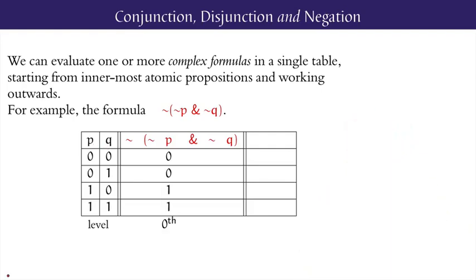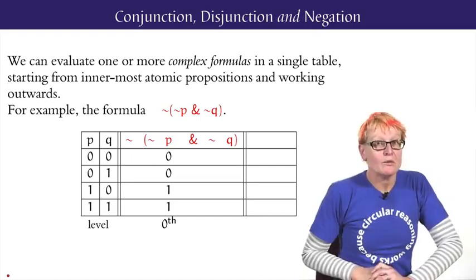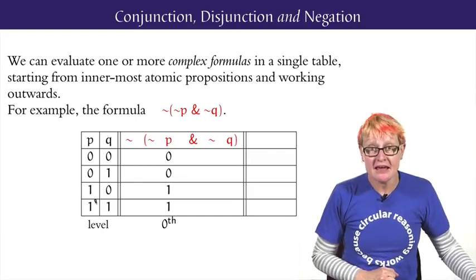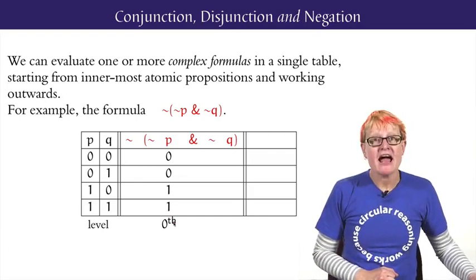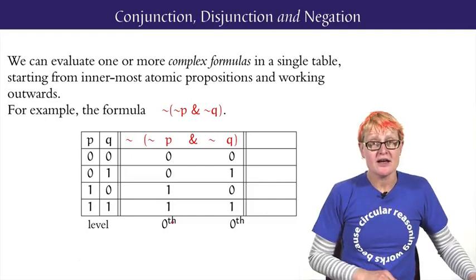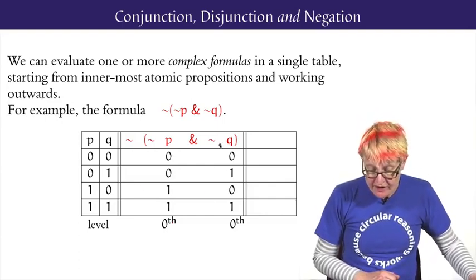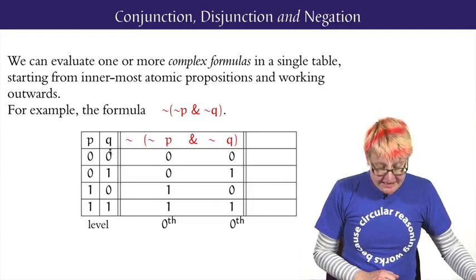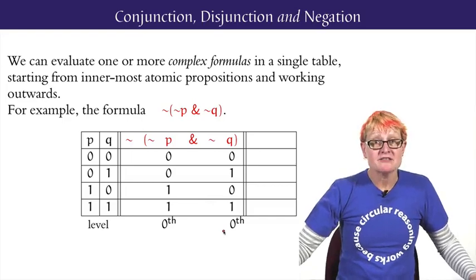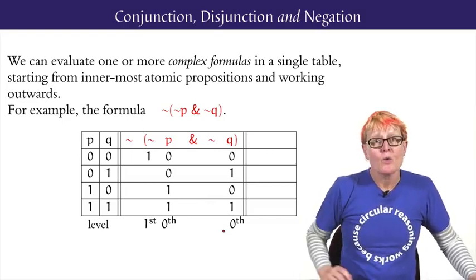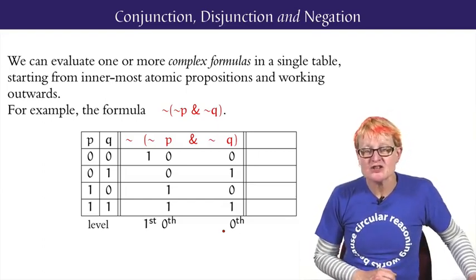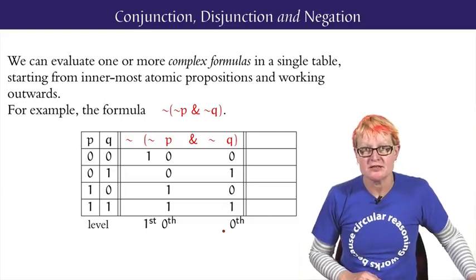To begin, evaluation at level 0 is easy. We just copy the column from under the atomic proposition P and write it again under each occurrence of P in the complex formula. Likewise, for each occurrence of Q in the complex formula, we take the column under Q and copy it. At the next, first level of evaluation, we're going to work on the connectives closest to the atomic propositions. Here it is the negation applied to P and also the negation applied to Q.